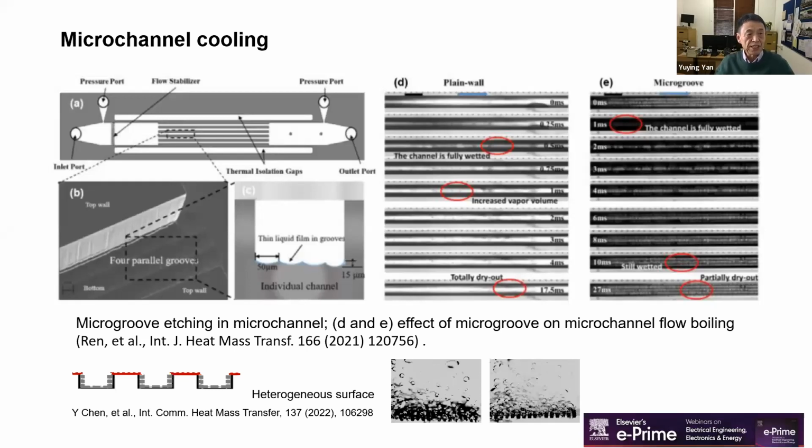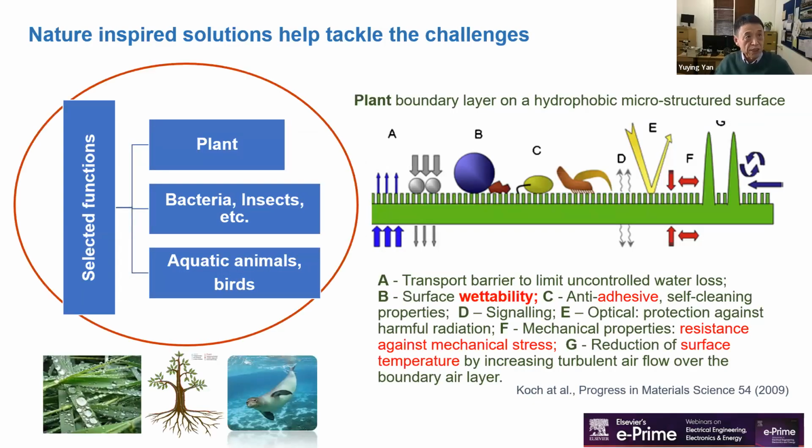Flow boiling is certainly an effective way for enhancing heat transfer, and also a feasible method for reducing the flow resistance and suppressing two-phase instability, and it needs further investigation. Some solutions inspired by nature could help to improve heat transfer surface morphology and wettability. As we know, various objects from nature, such as plants, bacteria, insects, aquatic animals, and birds, all have selective functions. Some functions are very useful and helpful.